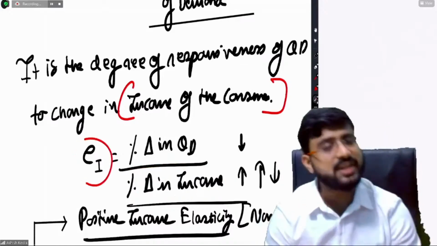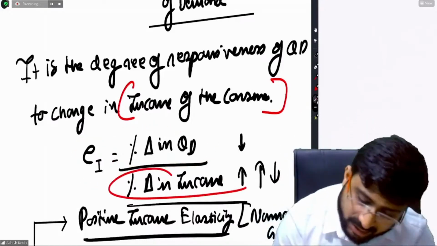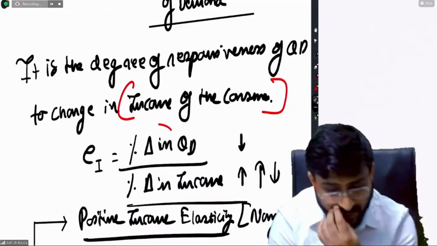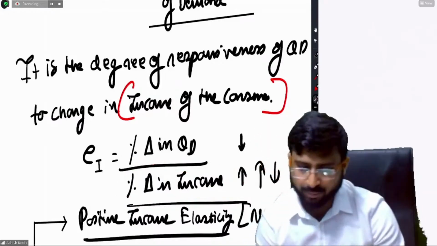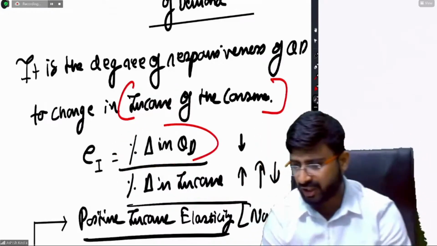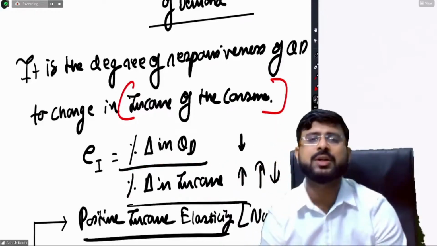How is income elasticity computed? Percentage change in quantity demanded by percentage change in income. One more time, percentage change in quantity demanded by percentage change in income. Hopefully it is clear, everyone.